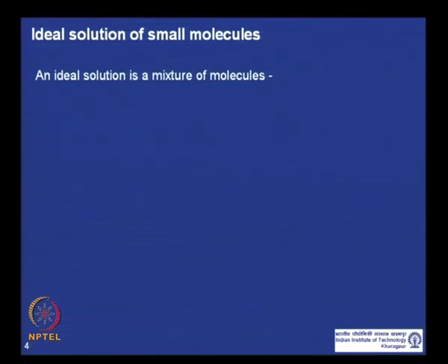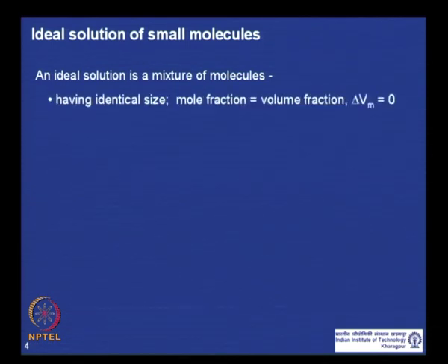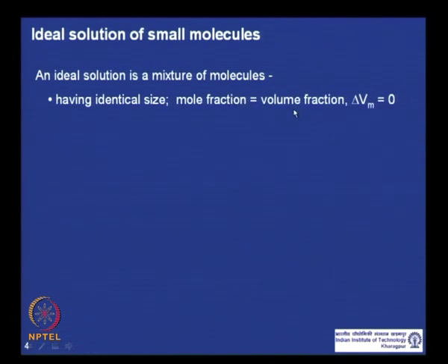Now, an ideal solution is a mixture of molecules having identical size. We call a solution an ideal solution when all the components, solute and solvent, have the same individual molecular sizes. Once the molecular size is the same, molar volumes are the same, then mole fraction would equal the volume fraction, and the change in volume of mixing would be 0.